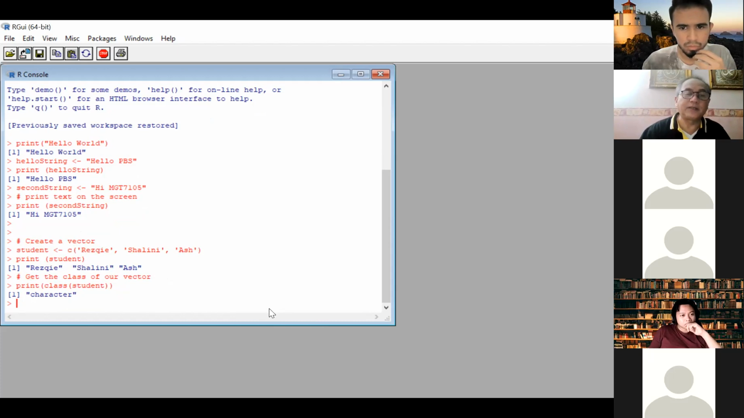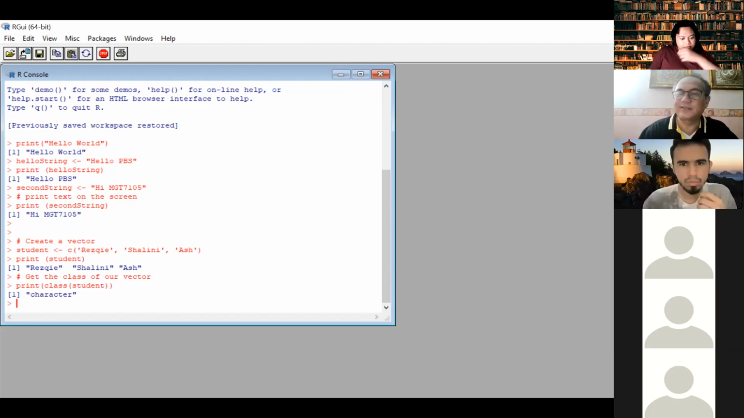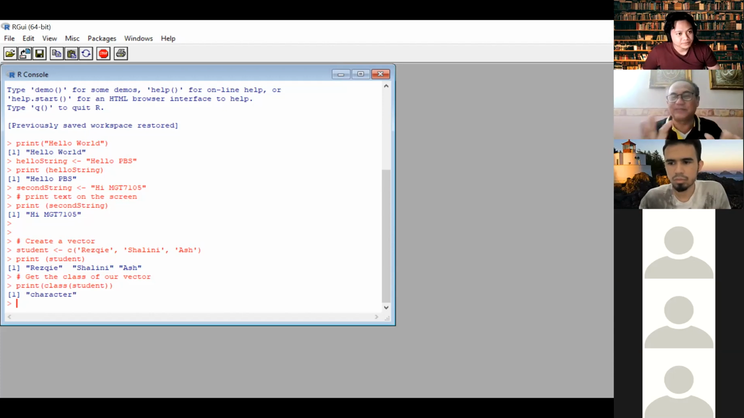Besides using this R console, you can also use R Studio. Anybody install R Studio? Rizky, you install R Studio, right? Okay. Which is easier? Of course, R Studio is easier. In R Studio you can do the same thing, but you can see the result in the same page, in another section. I also have installed R Studio. I have my R Studio here. This is a character vector.